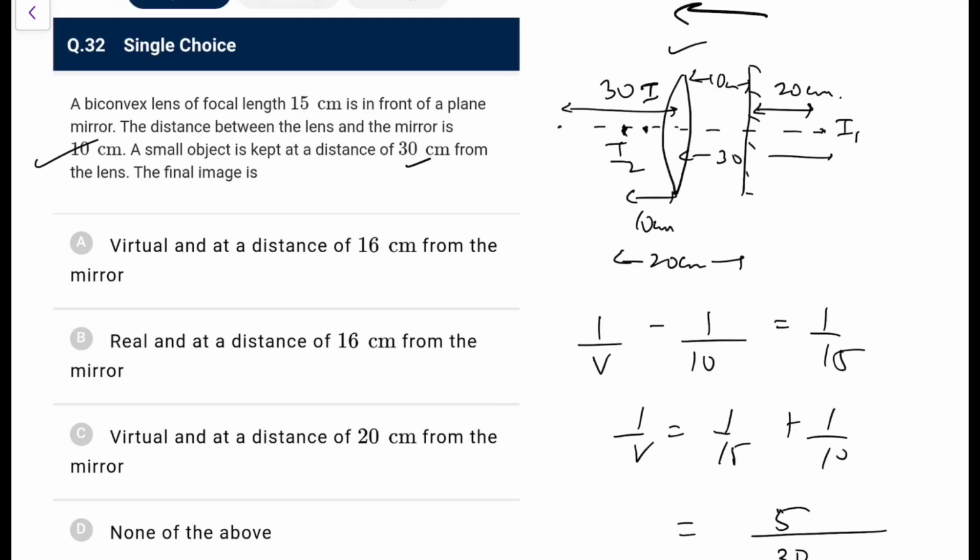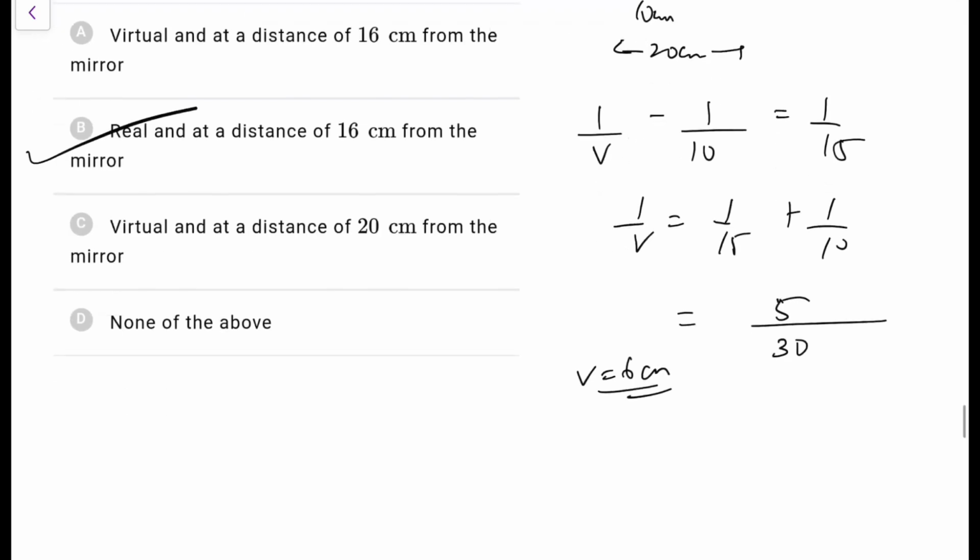So it would be the final image I3. It would be at 6 from the lens to the left, or from the mirror it is 16. So it is at a distance of 16 from the mirror. Go for option B, and it is real because actual rays will be intersecting.